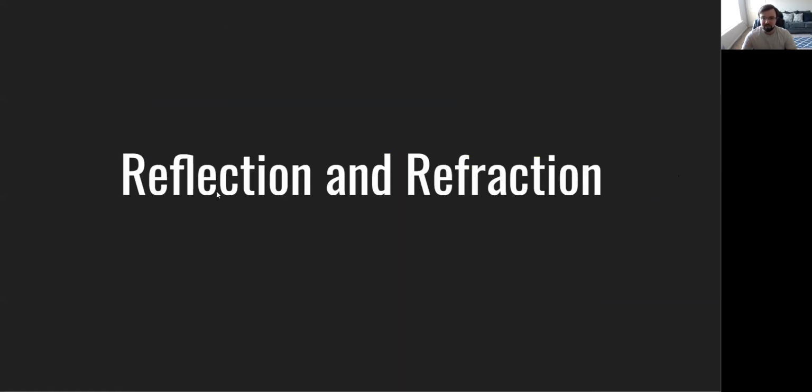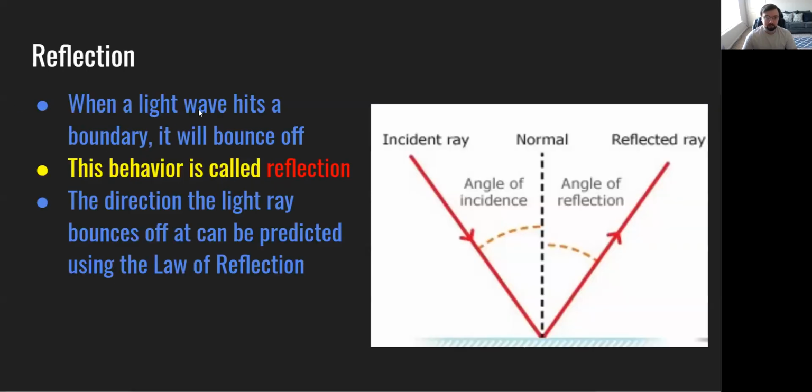And the last lesson was reflection and refraction. Both of these are behaviors that light waves can do. So they make sense to talk about coming after EM waves, which are light. When a light wave hits a boundary, it's going to bounce off. This makes sense to us. And this behavior is called reflection.